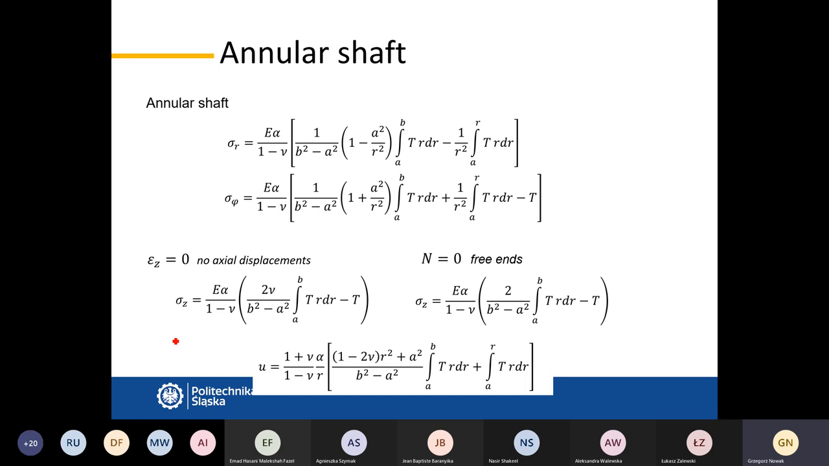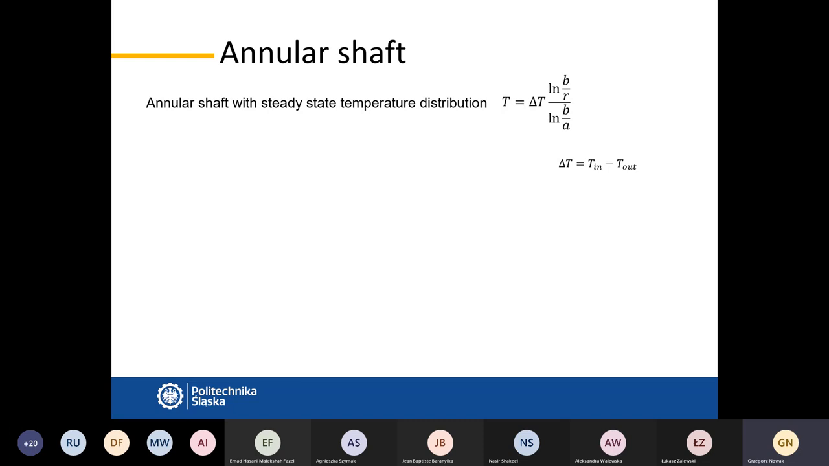And of course, to what extent the object will increase or decrease, so how its diameter changes, depends strongly on the temperature difference across the material, so what is the temperature distribution inside the material. Again, the temperature changes only in the radial direction, nothing else. So at steady state conditions, for the annular shaft, I will not prove it now, it is a topic for a heat transfer course.